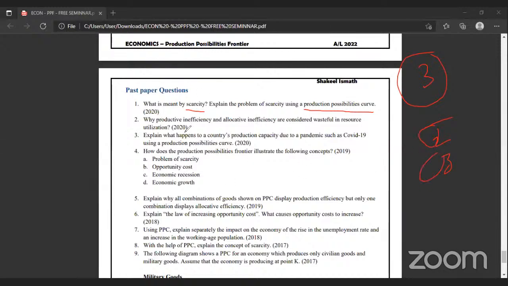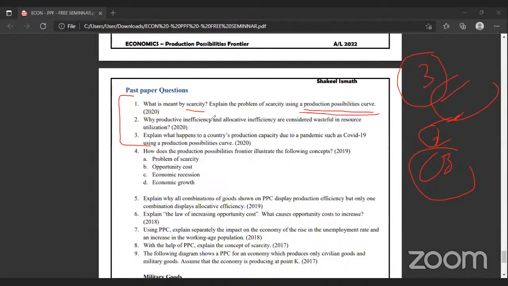And see that in 2020, there are 3 questions. It's all 3 questions taken from the production possibility topic. See that? What is meant by scarcity? It's coming from the first unit, the first sub-chapter, right? What is the definition? But you are using that scarcity concept on the production possibility curve. Today I will discuss that.